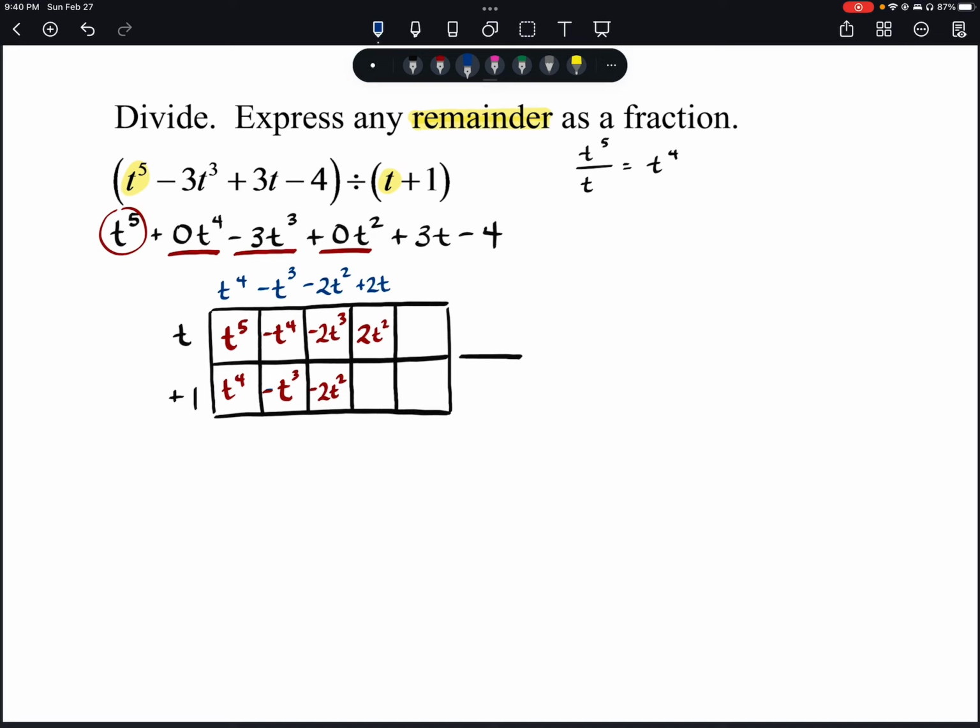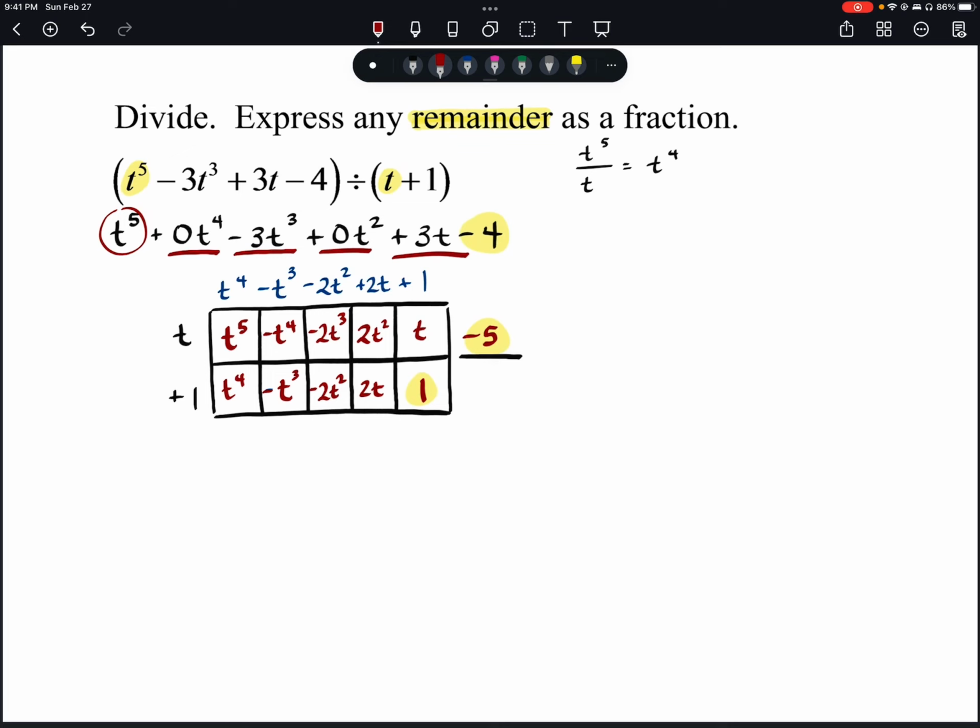So 2t times 1 is 2t. Now we have a total of 3 t's, so we need another t up here. So we have a positive t, which means that up above we're going to have a positive 1. 1 times 1 is going to give us 1 down here. Now, remember, we have 1 here, but this is a negative 4. So what do we have to add to 1 to get to negative 4? Well, we're going to have to add a negative 5.